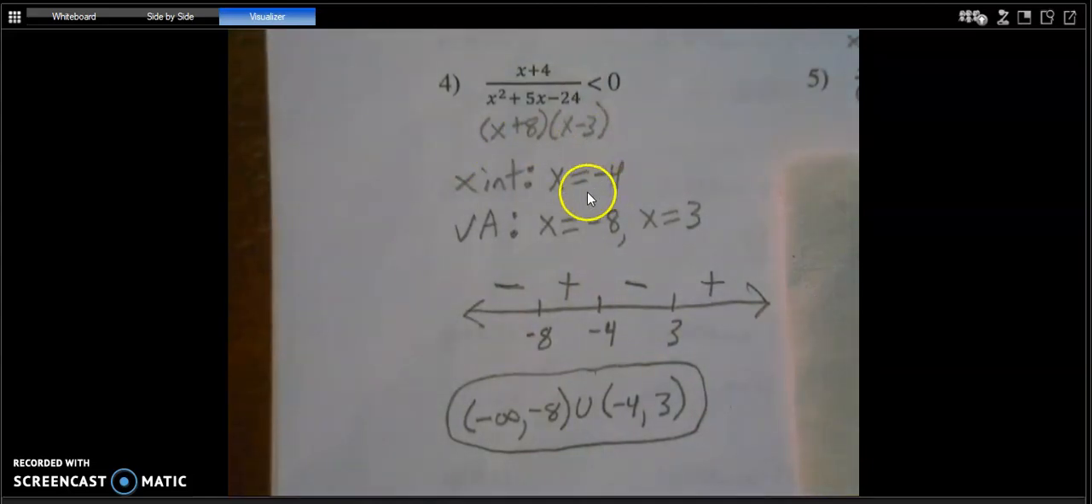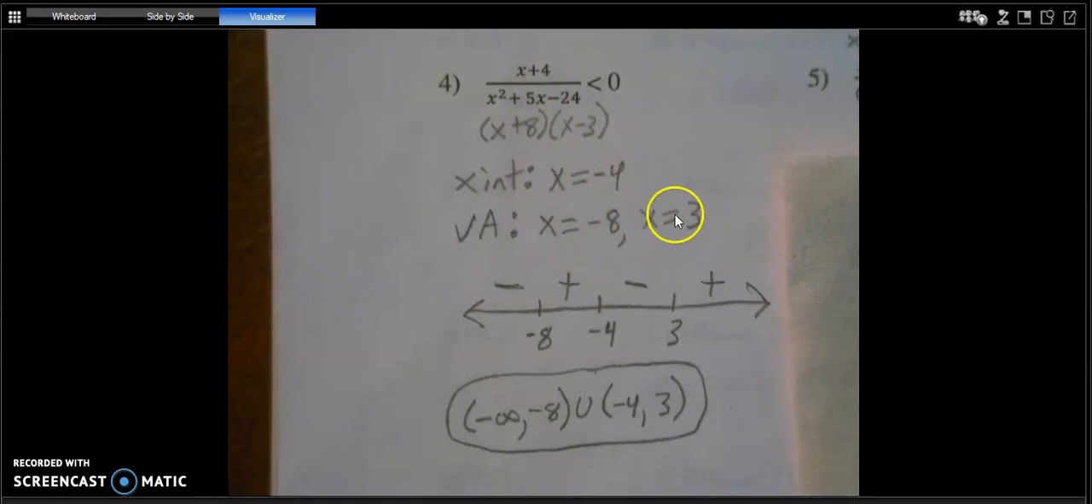to x plus 8 times x minus 3, we see that we have vertical asymptotes at negative 8 and 3. The x-intercept will occur when the numerator is 0. So notice the x plus 4 factor did not cancel out. So that means that x equals negative 4 is your x-intercept.